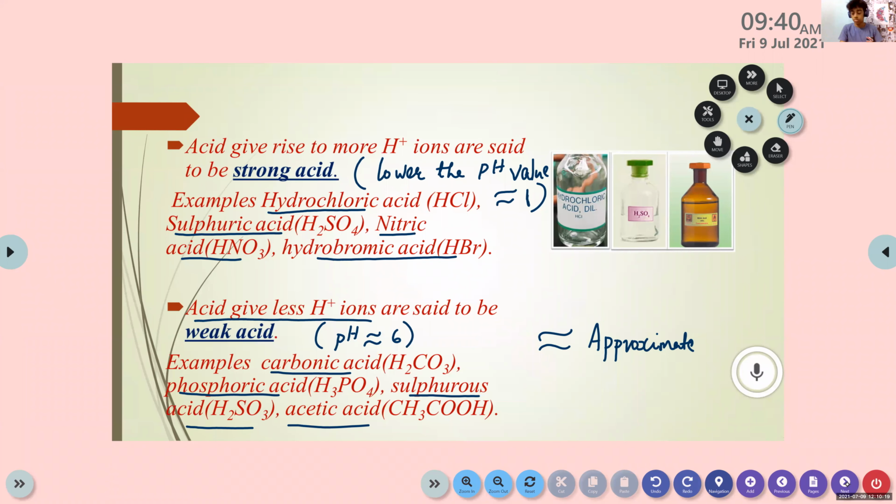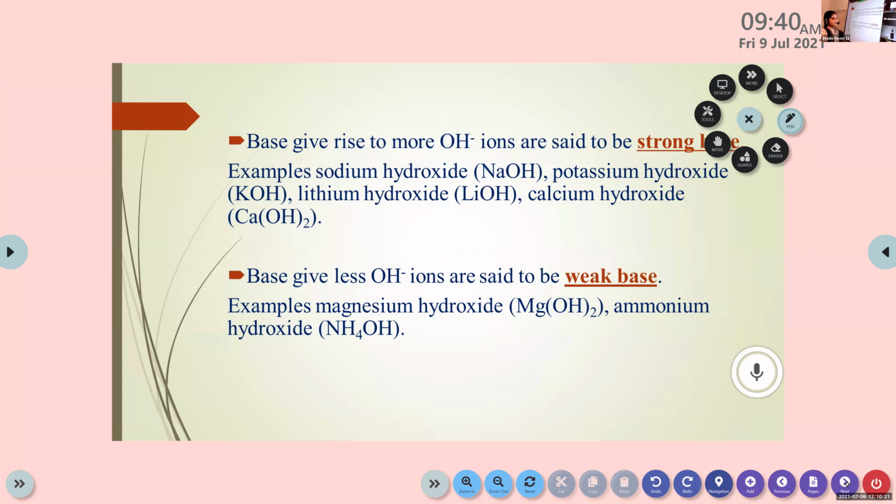Okay, children. Then strong base and weak base. Similarly, the base that gives rise to more OH minus ions is said to be a strong base. That means the pH value is approximately equal to 14, because the more the OH minus ions, the more basic it will be, right? Or the pH value will be greater. So the base which gives rise to more OH minus ions is said to be a strong base. It is approximately equal to 14.